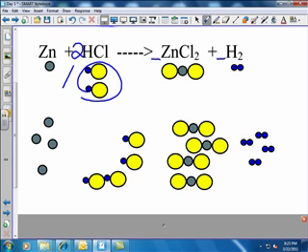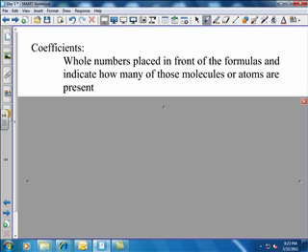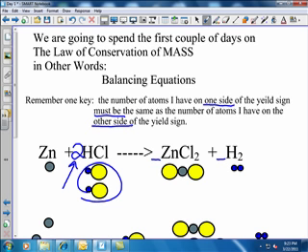So this number that I put right here is called a coefficient. Coefficients are whole numbers that are put in front of formulas and indicate how many of those molecules or atoms are present. So the coefficient tells you how many of those are totally present. So I have 2 HCl's.